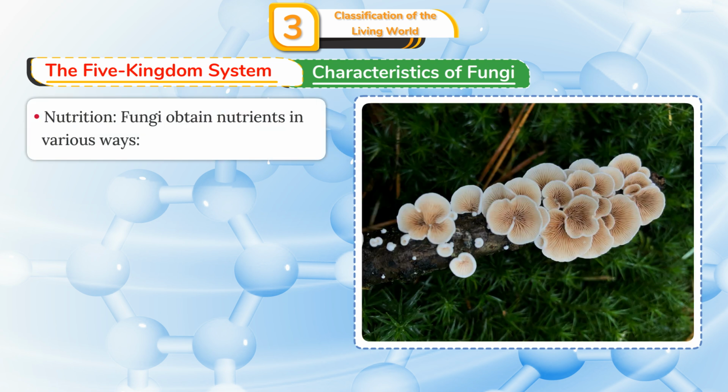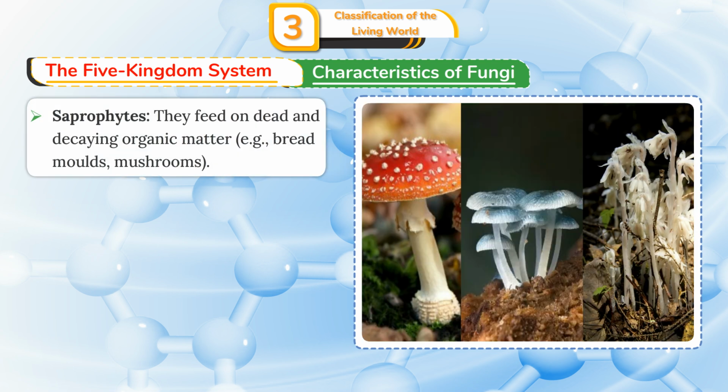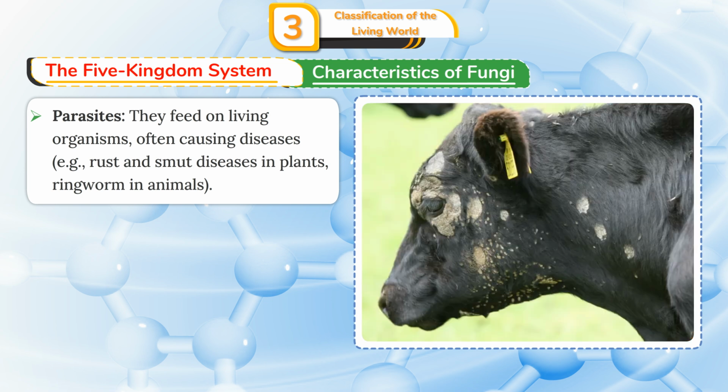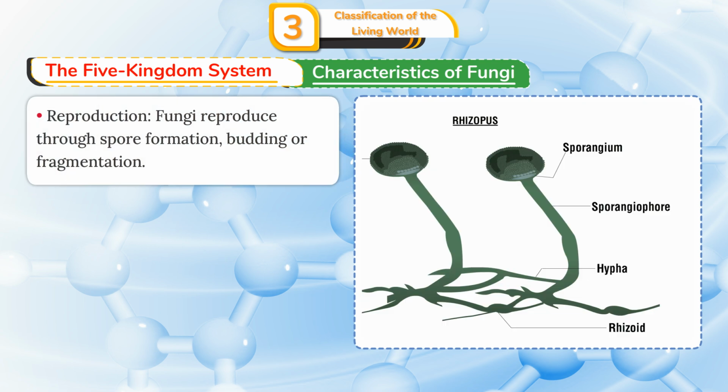Nutrition. Fungi obtain nutrients in various ways. Saprophytes. They feed on dead and decaying organic matter, for example bread molds, mushrooms. Parasites. They feed on living organisms, often causing diseases, for example rust and smut diseases in plants, ringworm in animals. Reproduction. Fungi reproduce through spore formation, budding or fragmentation.